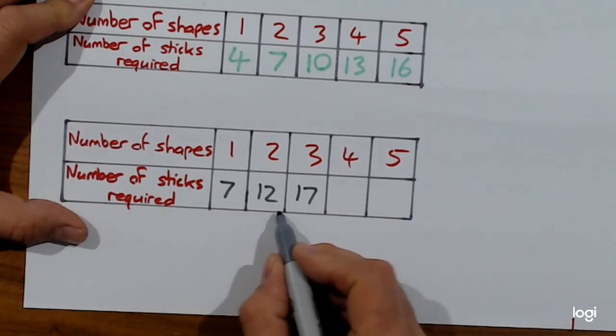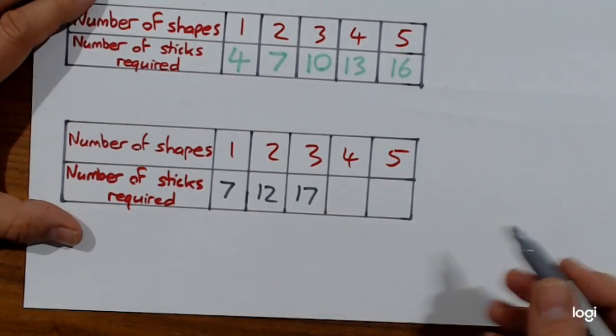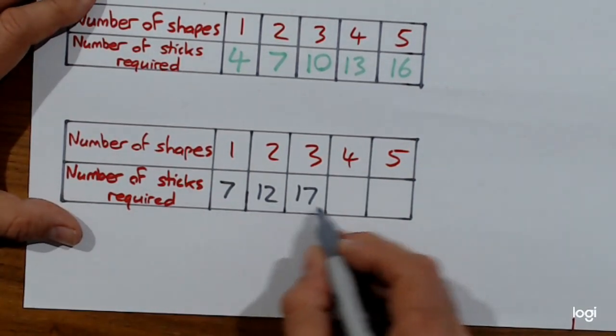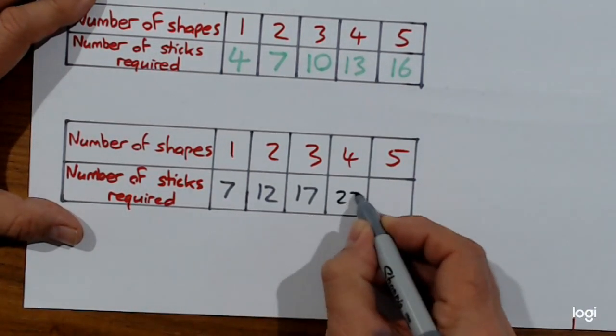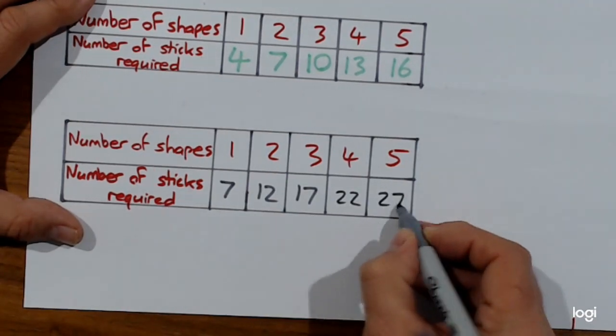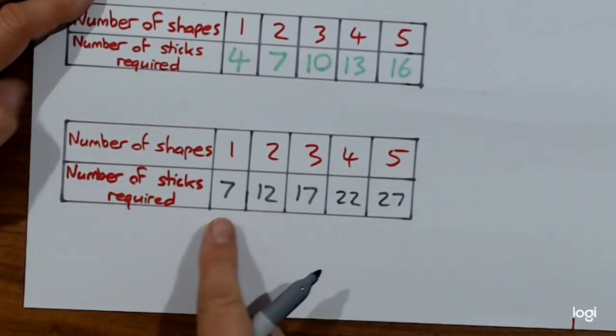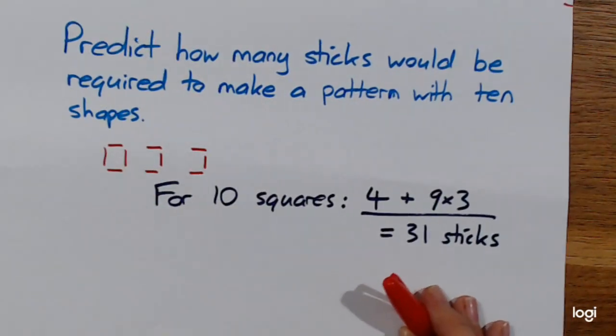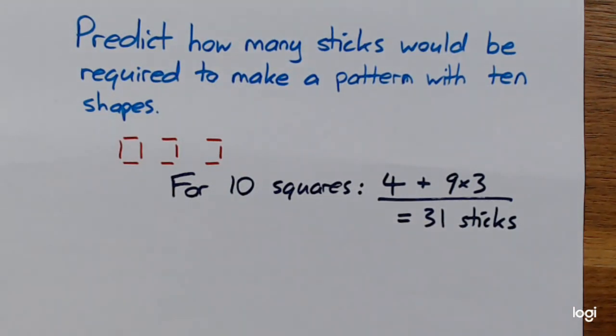And now that we know that we're just adding 5, you don't have to draw it again, right? If you have drawn it, you can always count it, but we know the pattern now, right? Add another 5. 17 plus 5 is 22. 22 plus 5 is 27. So without drawing it, we've gotten to the stage where we can predict. Which is lucky because the next question says do just that. Predict how many sticks would be required for a pattern with 10 of those shapes.